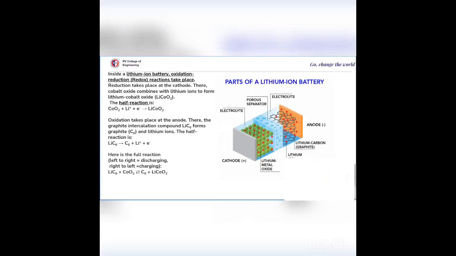Inside a lithium-ion battery, oxidation reduction reactions take place. Like in the first half reactions, CoO2 plus Li+ plus e- gives LiCoO2. Oxidation takes place at the anode, where the graphite intercalation compound forms. LiC6 gives C6 plus Li+ plus e-. Here is the full reaction: left to right is equal to discharging and right to left is equal to charging. LiC6 plus CoO2 gives C6 plus LiCoO2.